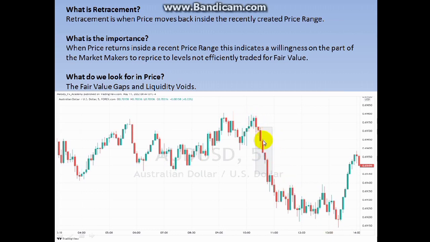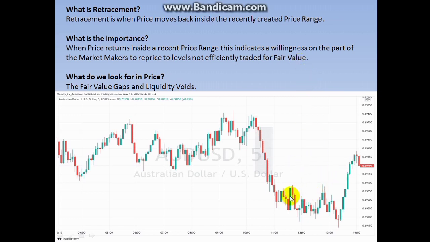Now liquidity voids, which is what we are going to talk about next. This is actually a liquidity void. When we have a series of swift movements, huge candles formed like this, this is a liquidity void. This is a liquidity void, this is a liquidity void. But we are talking about retracement right now. We have this old high to this old low. Price is going to trade back inside this trading range. What is our trading range? We have this old high to this old low. Price is going to trade back inside this trading range to reprice to levels not efficiently traded for fair value.